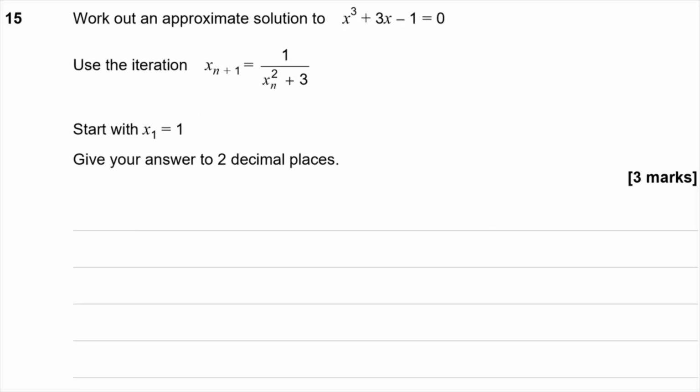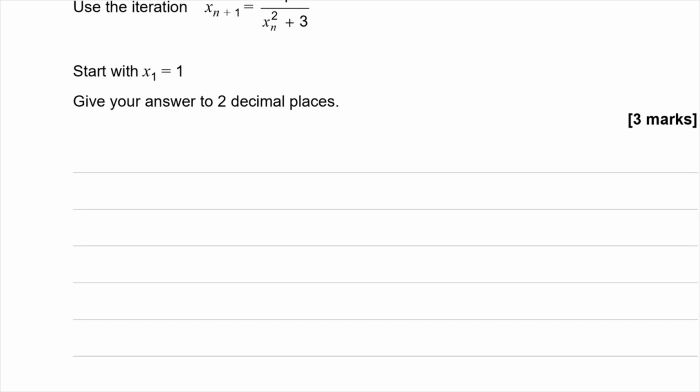Question 15. Work out an approximate solution to x cubed plus 3x minus 1 equals 0 using iteration. So x(n+1), the next term in x, is equal to 1 over x(n) squared, the last term in x squared, plus 3. And we start with x1 is equal to 1. Okay, so with these iterative methods, we keep taking a value and resubstituting it back into the equation until the answer settles down and we get a solution.